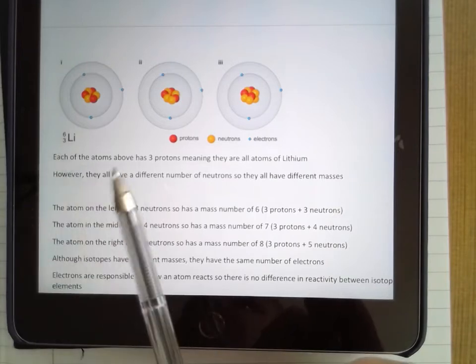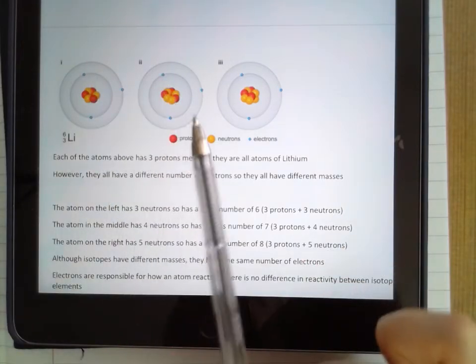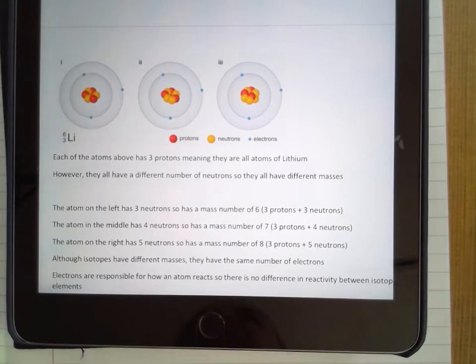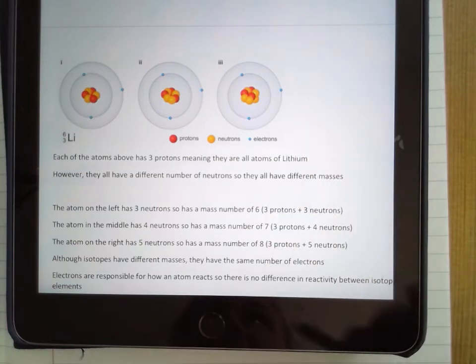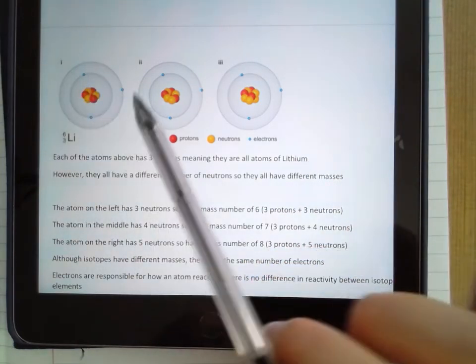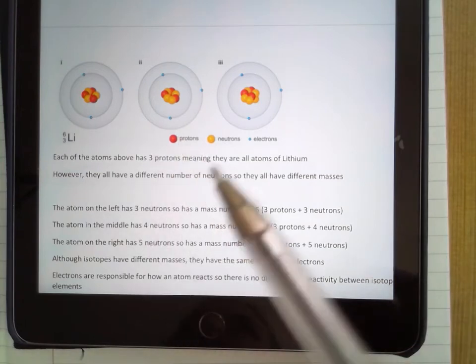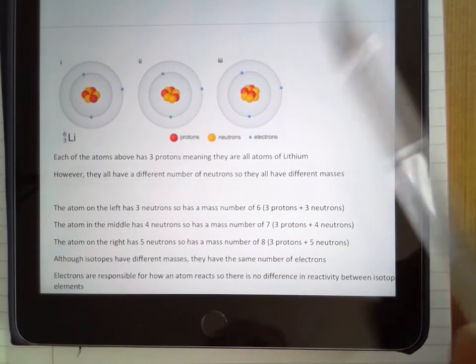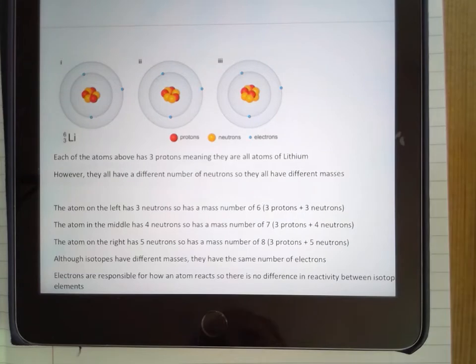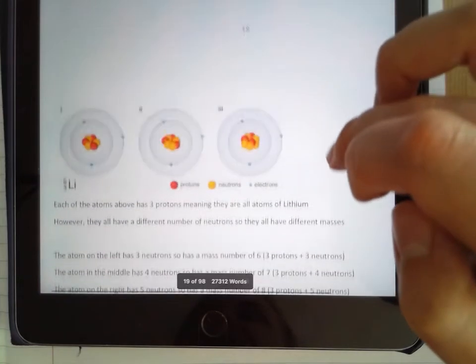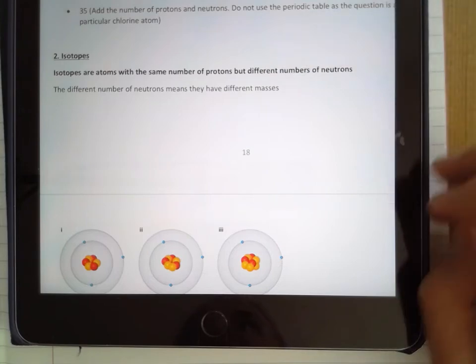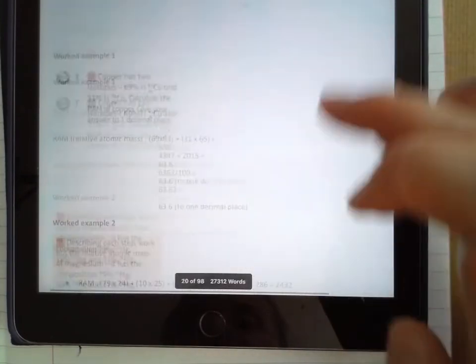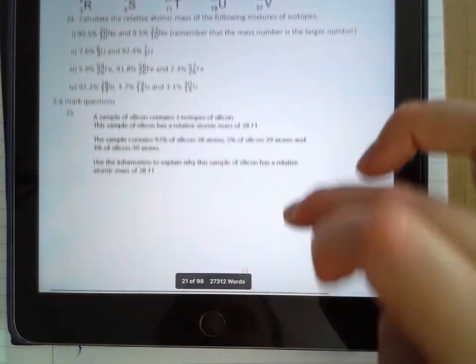In terms of their reactions, you'll notice that they all have 3 electrons. And when you're talking about elements reacting, you only care about the electrons. So even though they all have different masses, they will react in exactly the same way because they've got the same number of electrons. It's the electrons that determine how an element reacts. So different masses, but the same number of electrons, which means they will have the same reactivity. Know this definition: isotopes are atoms with the same number of protons, different numbers of neutrons.